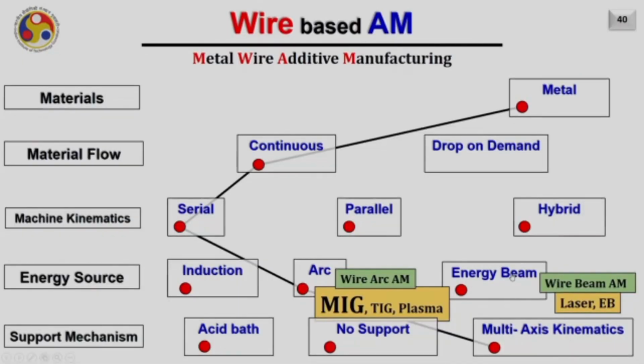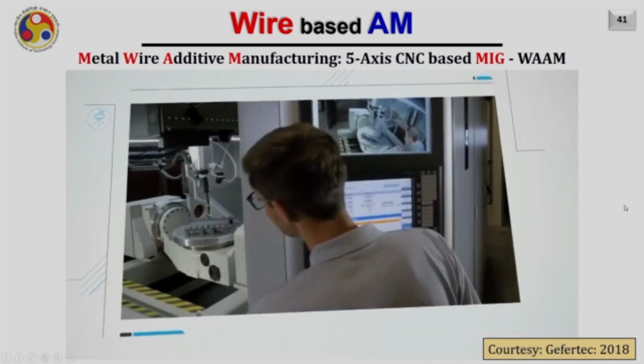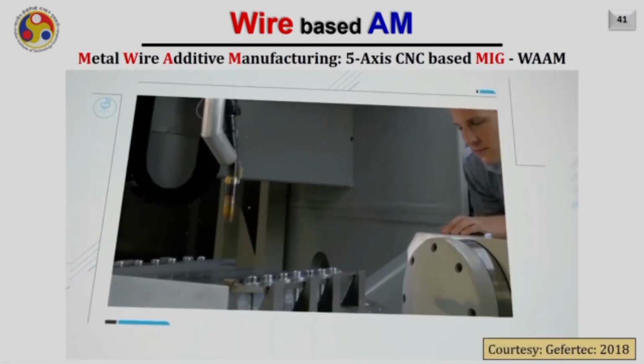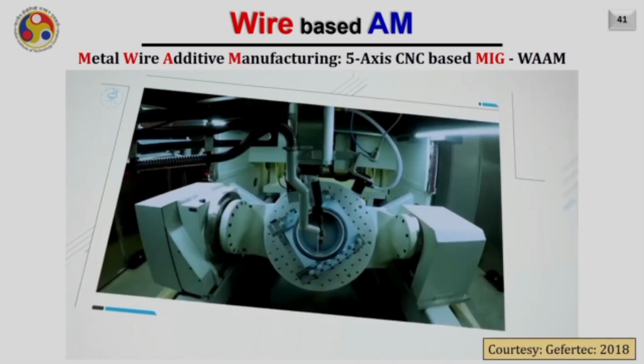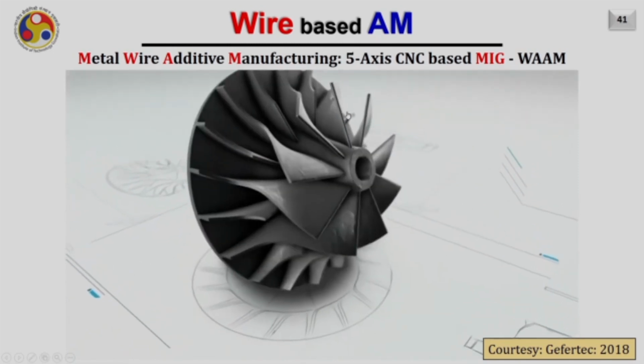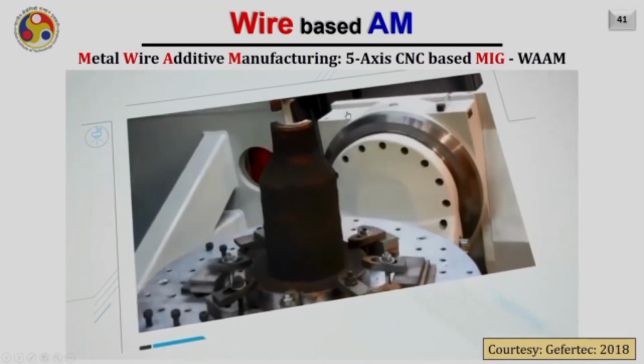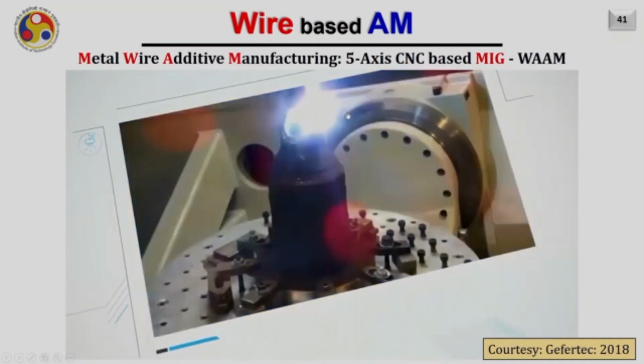Now let us discuss the wire arc additive manufacturing system, which has multi-axis kinematics and the capability of building overhanging features without any support mechanism. This is a video by Gaffertech, and you can see that the welding gun is mounted on X, Y and Z axes and the substrate is mounted on an A and C turntable. Now I can appropriately tilt the part in order to obtain the desired overhanging feature.